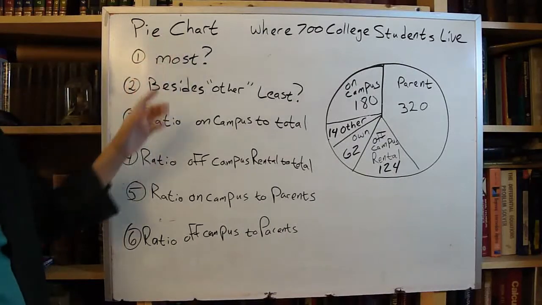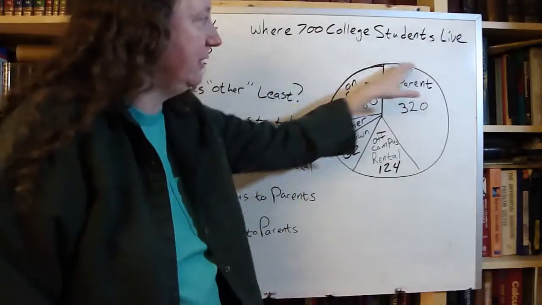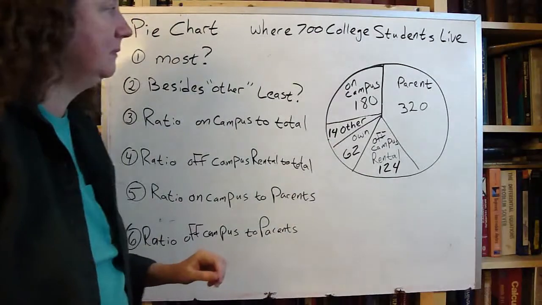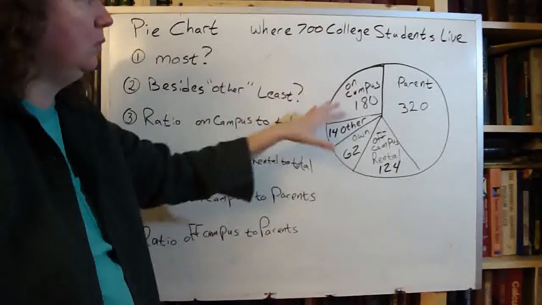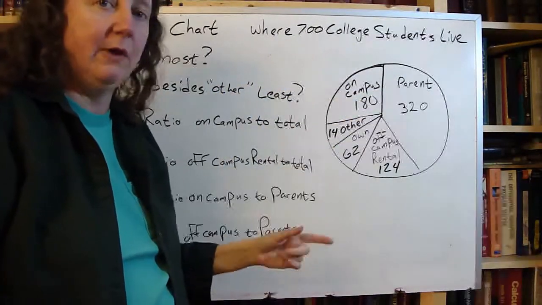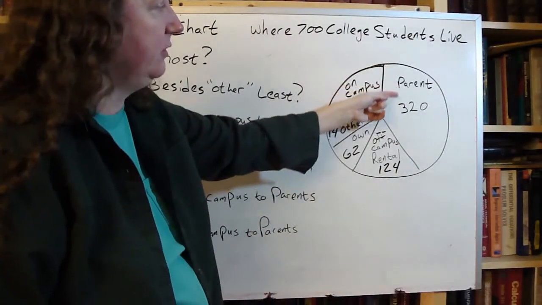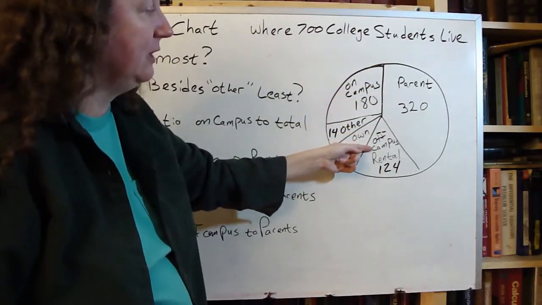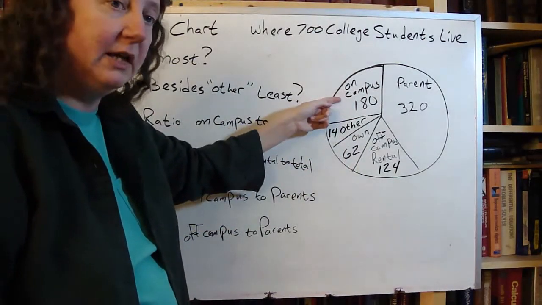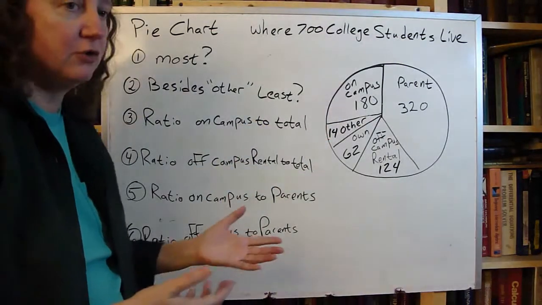Pie charts, also called circle graphs. It's where you have a circle and you cut out different pieces of that pie. So here in this one we have the locations of where 700 college students live while they are in college. Live with their parents, live off campus in a rental, live off campus in something that they own, live on campus in campus housing, or some other arrangement for living, couch surfing, whatever it may be.